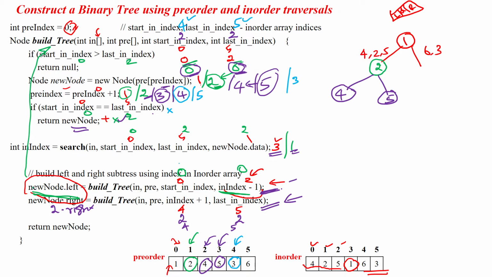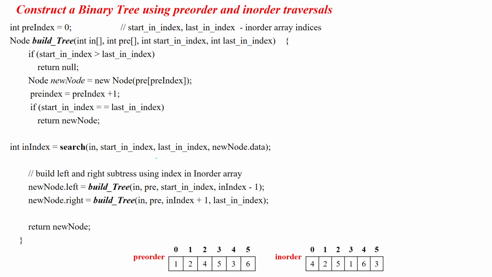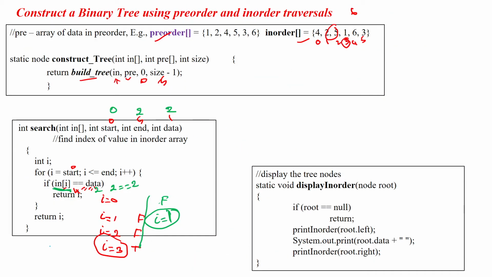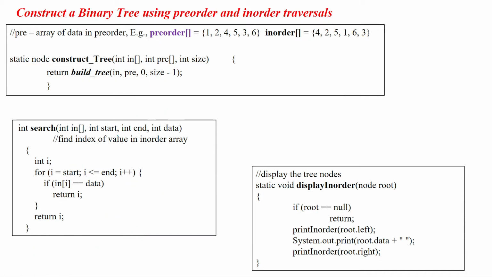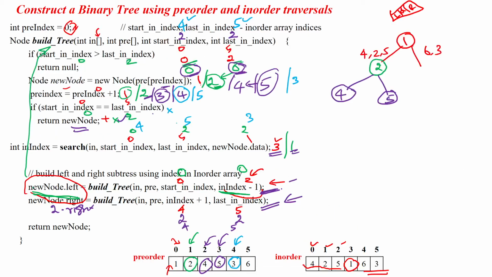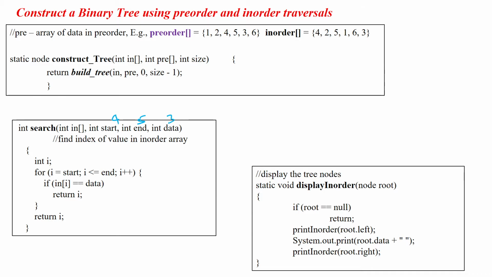Again we are searching for the node. What is the node? The new node here is 3. For this 3, what is the starting index? Starting index is 4, last index is 5. Then we are passing these values: starting index is 4, end index is 5. What is the value? The new node is 3, so 3 is the new node data.